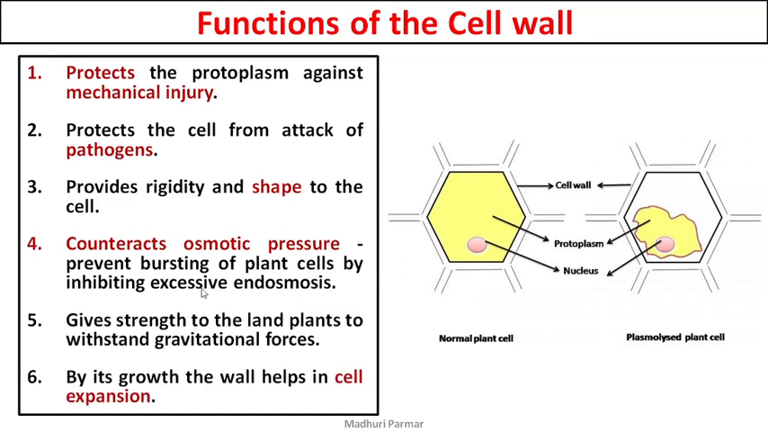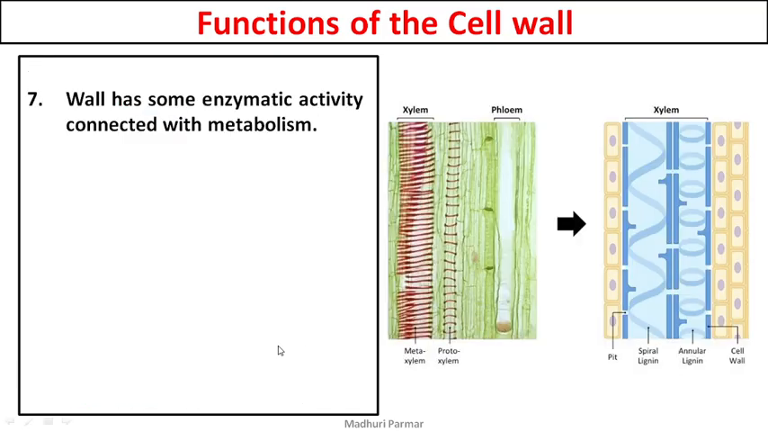It gives strength to land plants to withstand gravitational forces. Against gravity, when land plants have to grow, the cells have to have some rigid or stable structures. These stable structures are nothing but cell walls, because plants, as you know, do not have a skeleton like we do. They do not have bones. What do they have? They have cell walls. By its growth, the cell wall helps in cell expansion. The primary cell wall can grow; it can extend. So it helps in expansion.